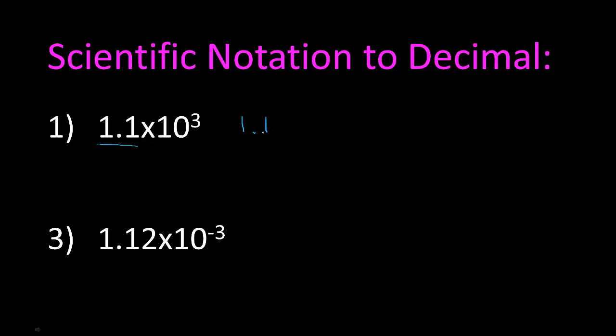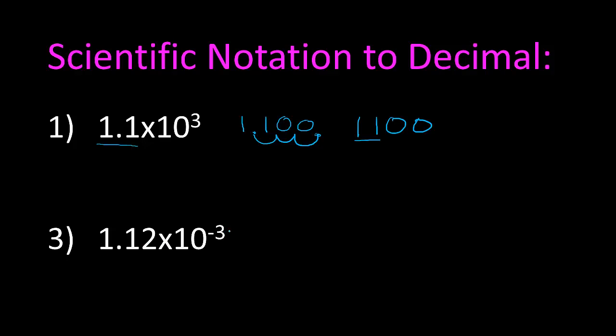So I'm going to rewrite this, 1.1, and we need to move it 3 places. This exponent is positive, so this number will get bigger, which means we need to move the decimal place to the right. 1, 2, 3. Here's our new decimal place. Now, we fill in all of our extras with zeros. So our new answer is 1100. This has 2 significant figures. Okay, let's go down here.